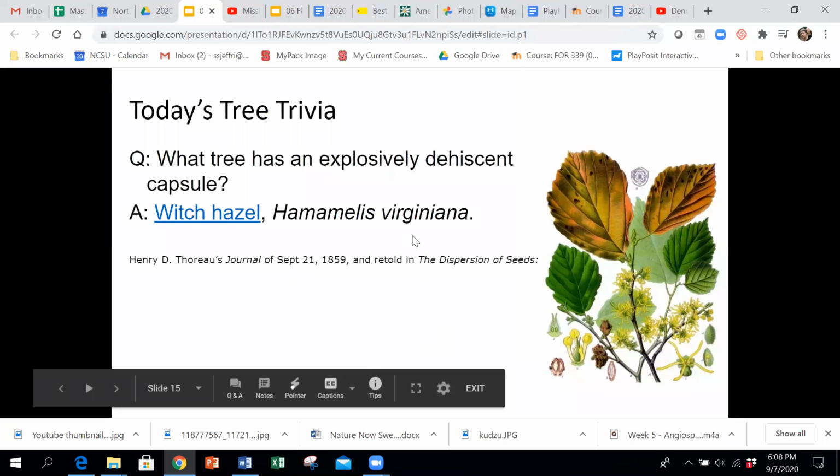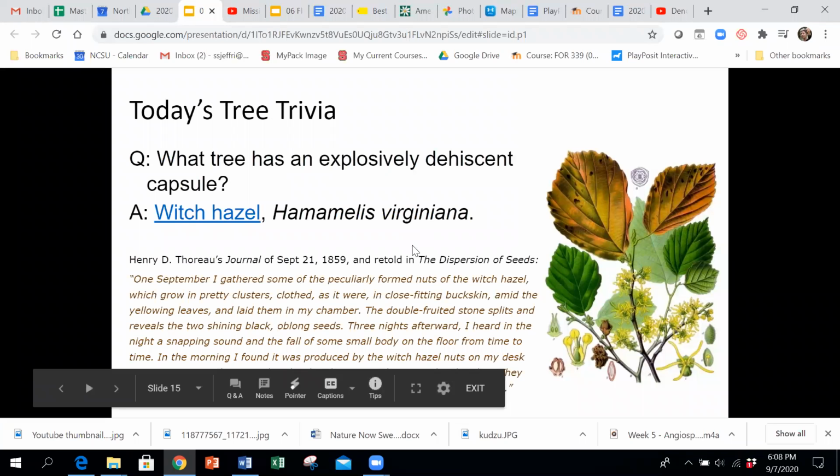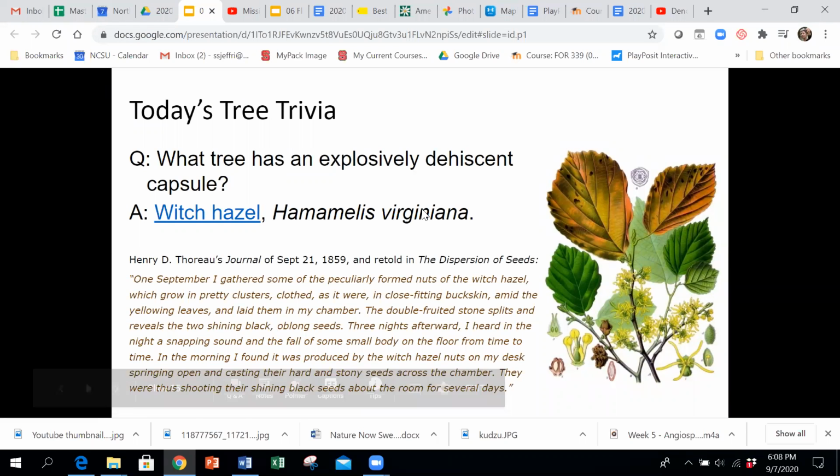So witch hazel. In Thoreau's journal, he talks about gathering the seeds from witch hazel that grow in clusters, and you can see what those capsules look like in the illustration down in the bottom left. And he talks about putting them on his desk. There's another account where he puts them in a pan on the fire and then forgets about them. But here he puts them out, and a couple nights later, in the warmth of the cabin, the capsules dry out, and then he can hear them snapping, looking at the witch hazel nuts that were on his desk that sprung open and cast their seeds across the chamber.